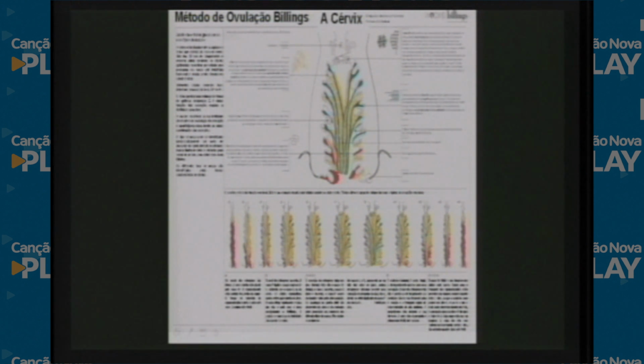If you look at the bottom line, we'll see at the time of the basic infertile pattern, the cervix is blocked with G mucus. And that is represented in red.